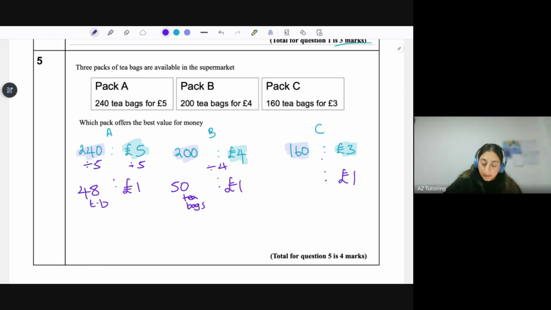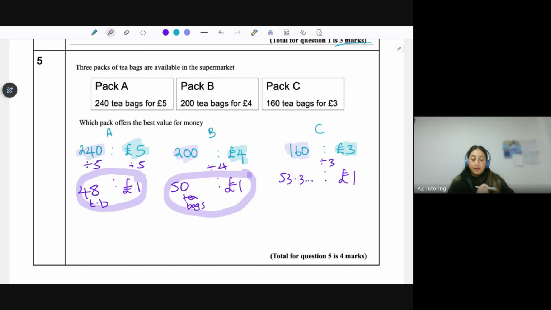And divide both sides by 3. 160 divided by 3 is 53.3, and so on. So we can see in the first one, if I spend £1, I'm only going to get 48 tea bags. In the second one, if I spend £1, I'm going to be getting 50 tea bags. And the third one, if I spend £1, I'm going to be getting 53.3 tea bags.